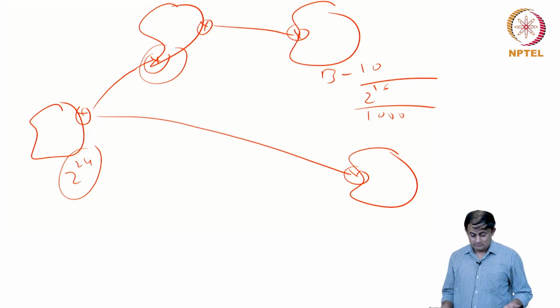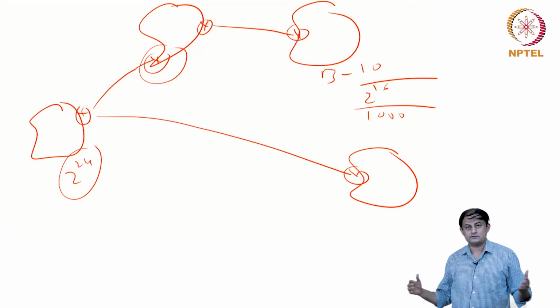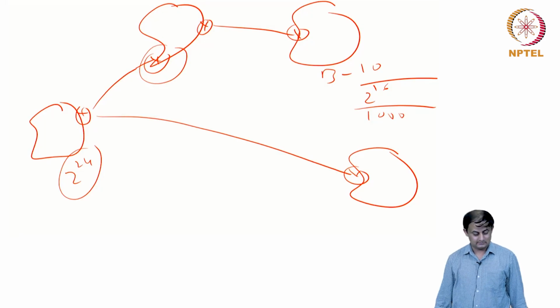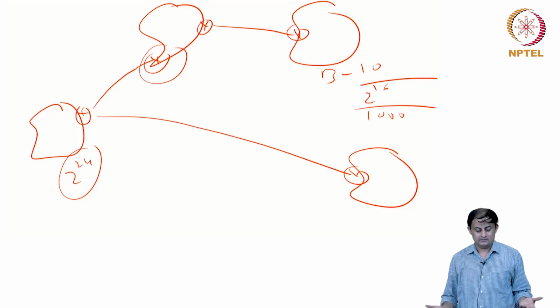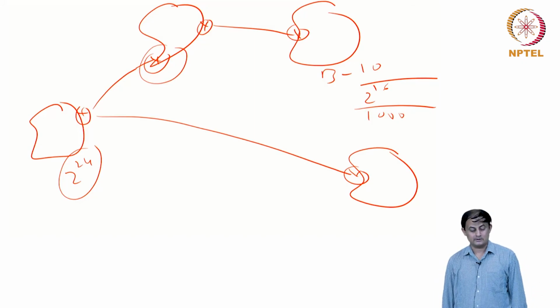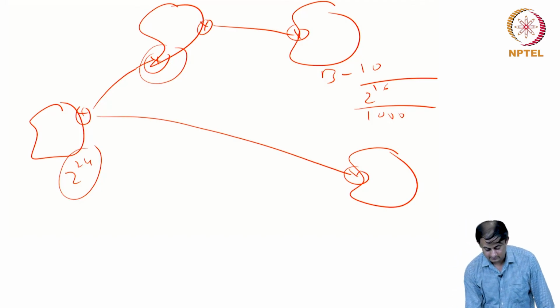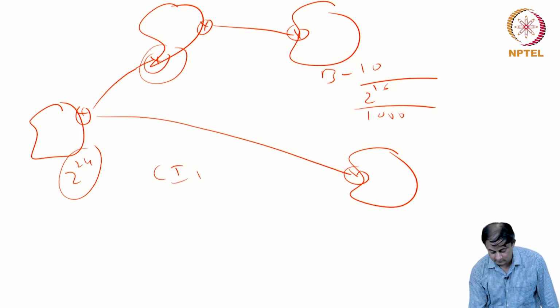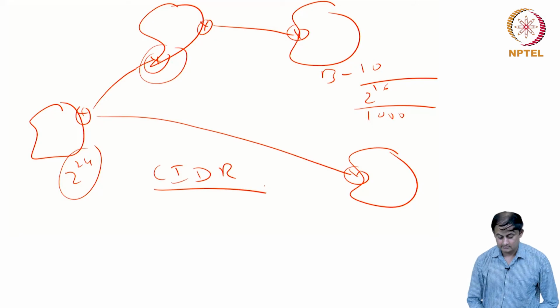So, in order to avoid this situation, what the network designers thought is, let us not fix the range of what is the network and what is the host portion, and let me make it variable. That is the concept called classless interdomain routing. In short form, this is called CIDR.